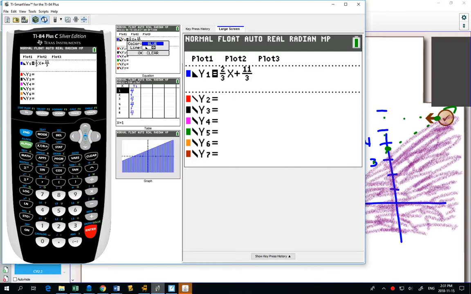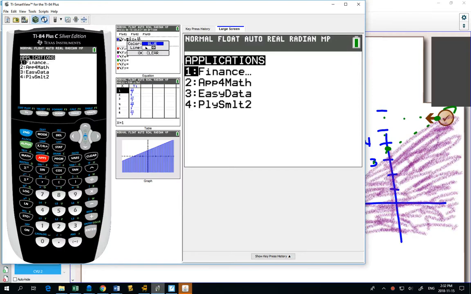This says invalid DIM. Yeah, I got an error. So push your zoom button to make sure you're on zoom 6 to get to standard window. The other thing that's sometimes helpful in these is if you go to apps, oh, mine's not on here anymore, but some of you under your apps might have a program called Inequalz. Hit the apps button. If you have the inequality app and you turn it on, it actually lets you change things to be less than or greater than. Just push enter.